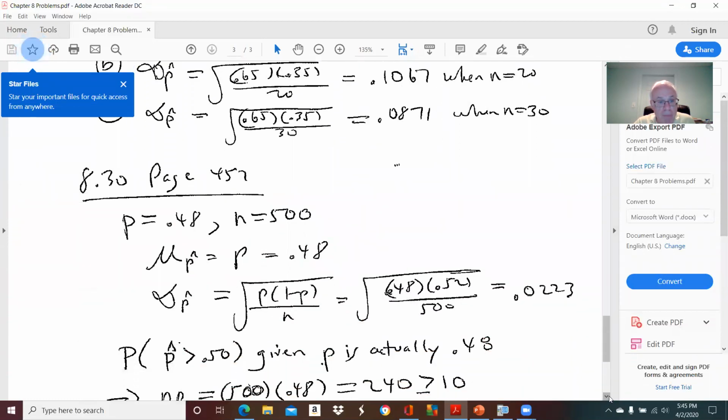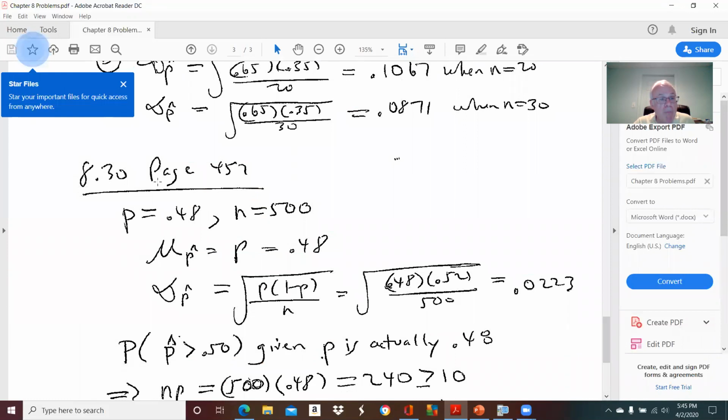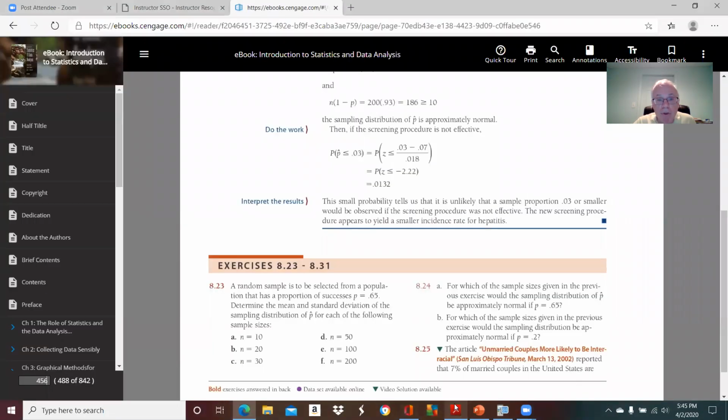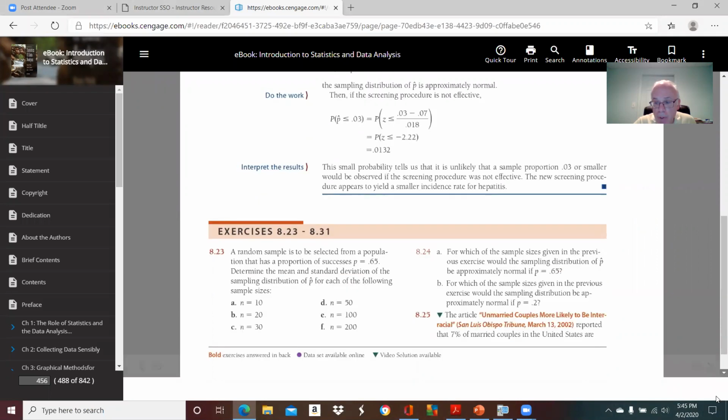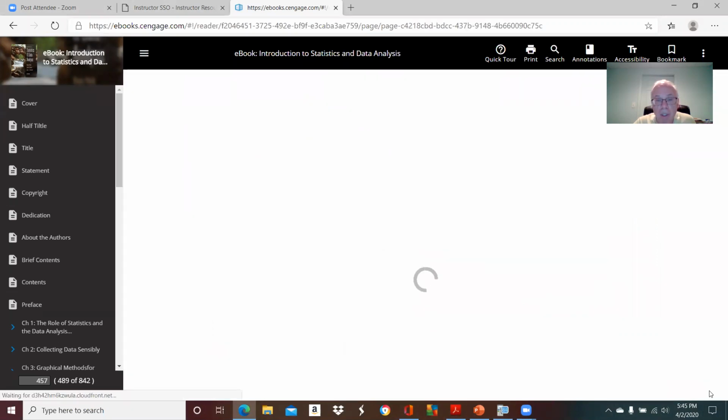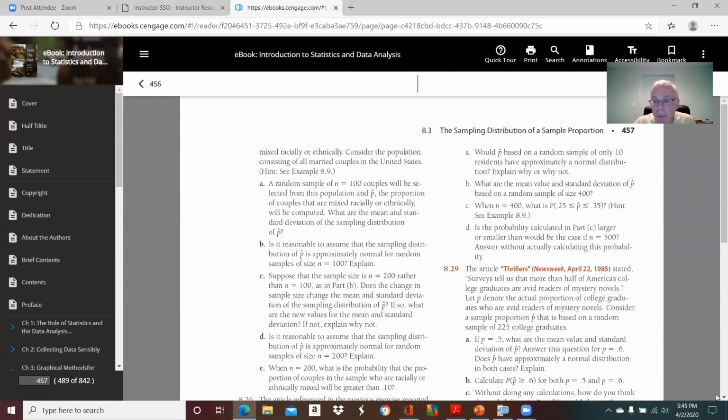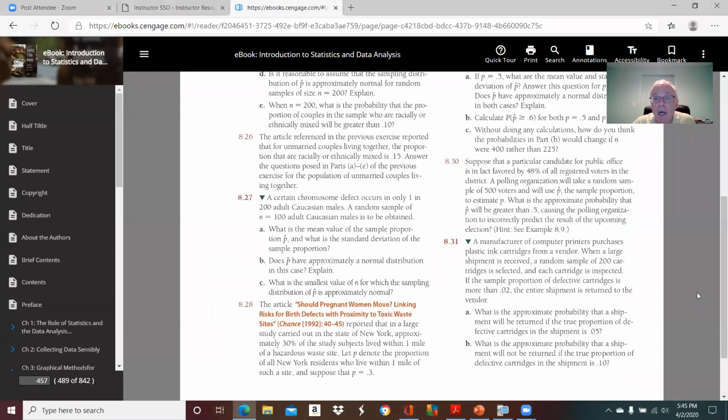Then on page 457, 830, let's look at that one. That's the last one we're going to look at today. 457, that's our next page, I believe, so we'll go to the next page. All right, and I think we're looking at number 30. This is another type of problem I like also.